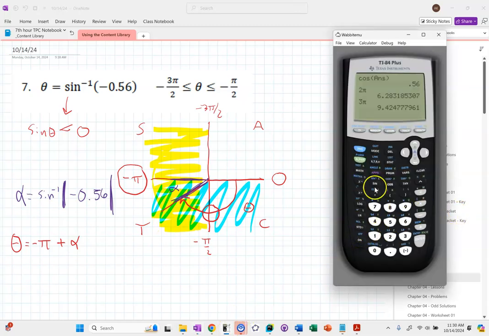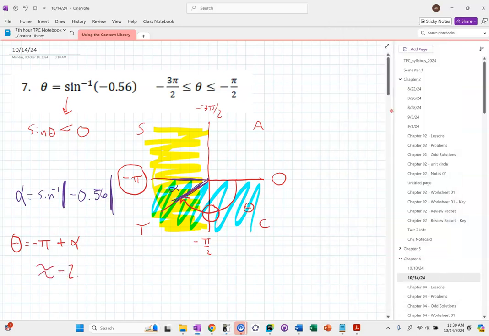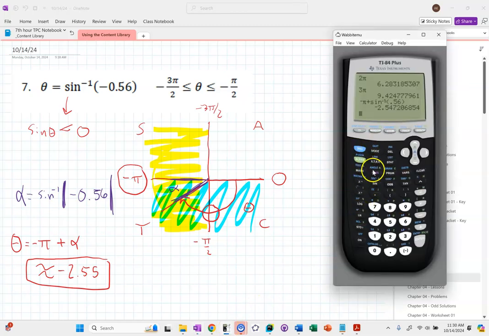At this point, I'll fire up my calculator. So negative pi plus sine inverse. And I'm going to do the absolute value in my head. So I have negative 2.55-ish. To check my answer now, I'm going to start by checking to see if sine of my answer gives me negative 0.56. Sure does. Step 1 of my check is complete.